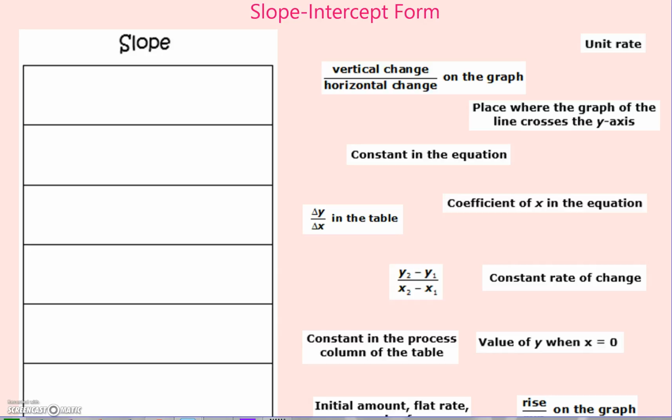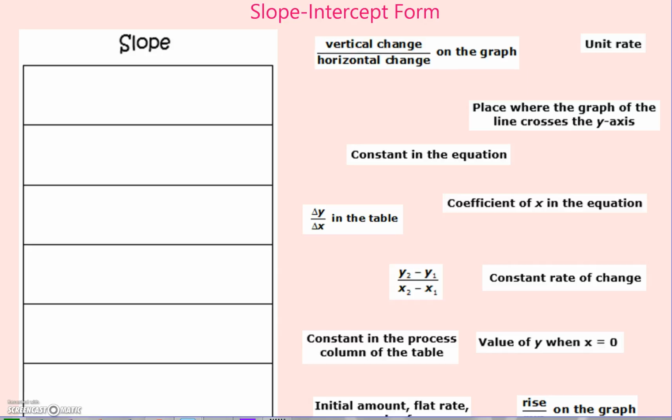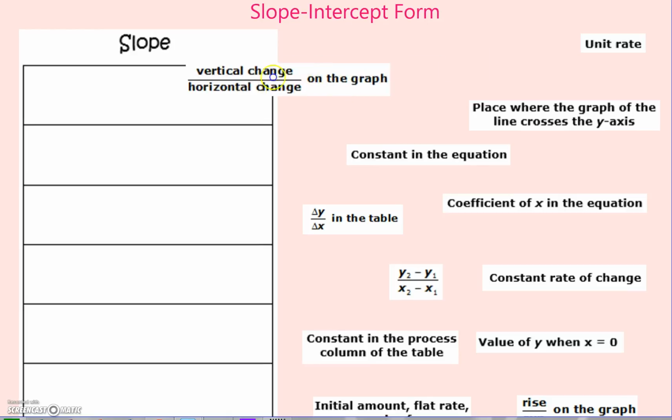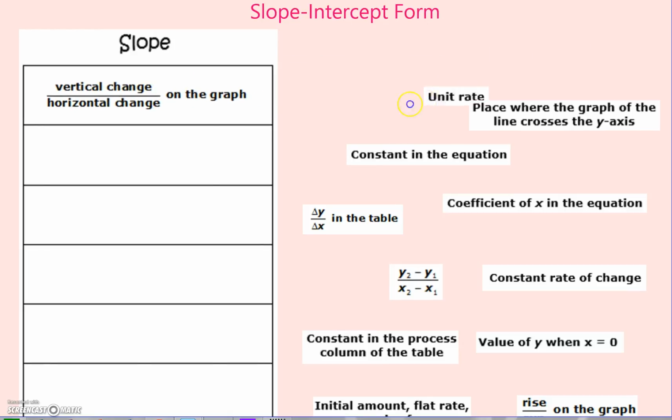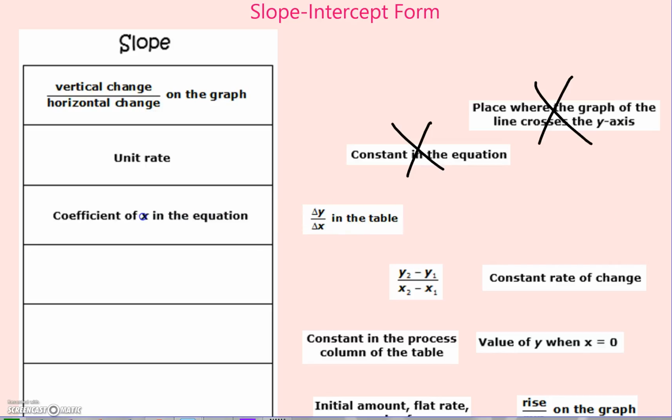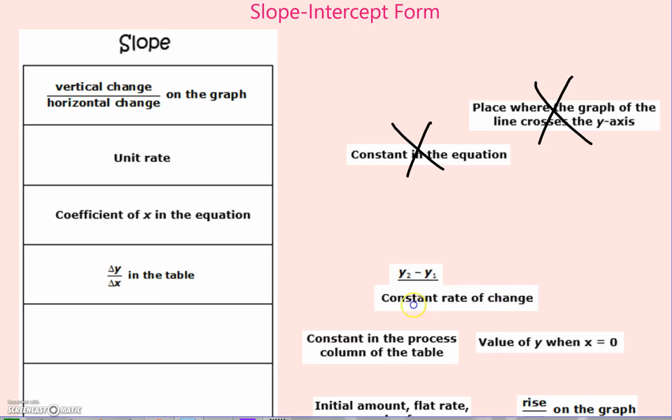Now, slope-intercept form. Here are some words that mean slope. All right, so we're going to talk about some other words that mean slope. Is the vertical change over the horizontal change on the graph? That would be a true statement. The unit rate would be a true statement. Place where the graph of the line crosses the y-axis, that is false. The constant in the equation, that would be false. We're talking about the coefficient of the equation. Change in y and the change in x, you know that is the same thing as rate of change.